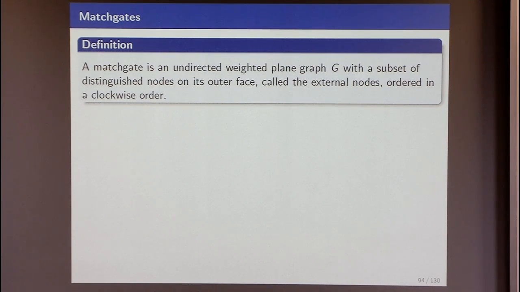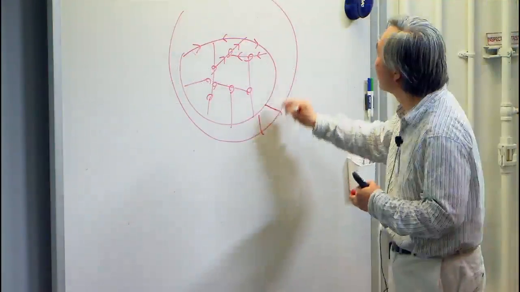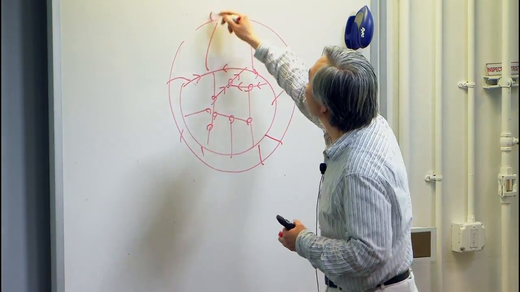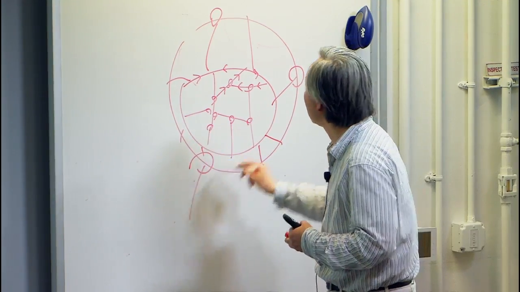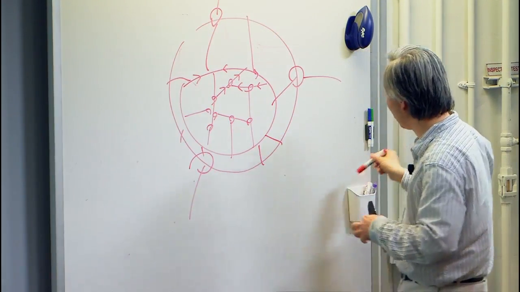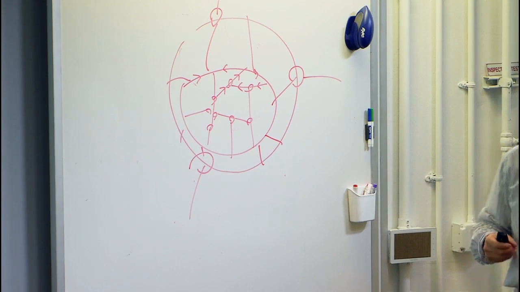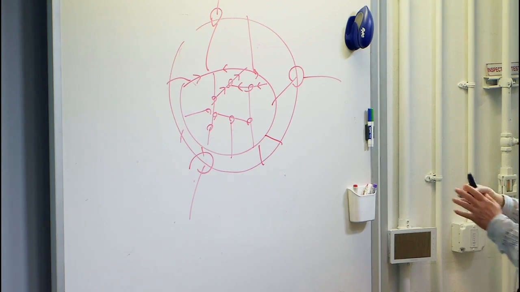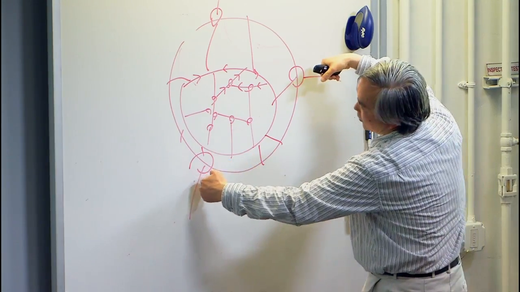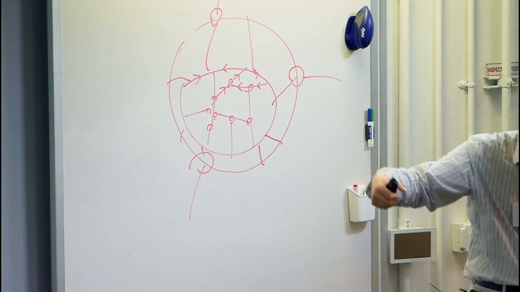matchgates. So what is a matchgate? Well, it's basically an undirected weighted planar graph with some vertices designated as external vertices or edges. You can have dangling edges coming. So you have something like, here, here, here, the 3 vertices that are external. Okay? And the matchgate is to be considered as to whether this edge and this edge and this edge are being externally matched or not.